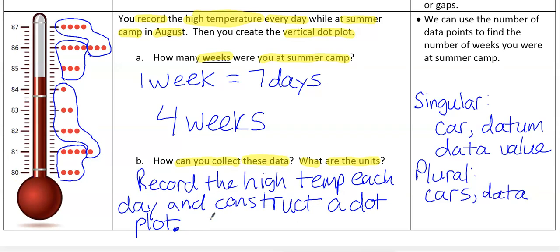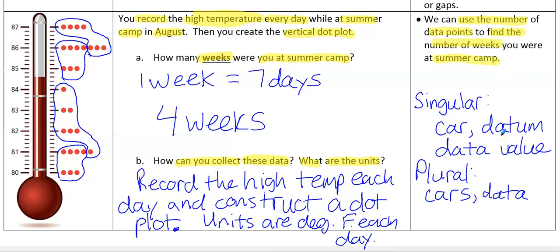So what are the units? The units are degrees Fahrenheit each day. All right. So over here, on the right, we can use the number of data points to find the number of weeks you were at summer camp. I'm not even sure that's still a thing anymore.